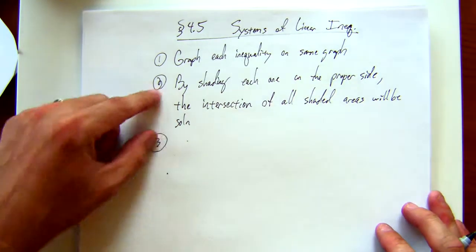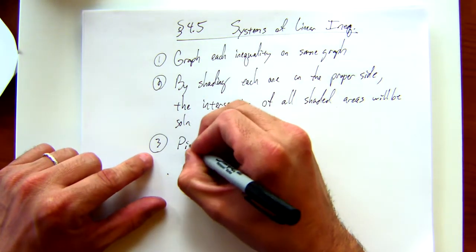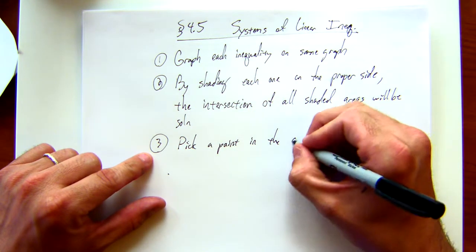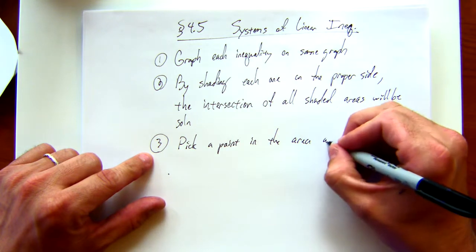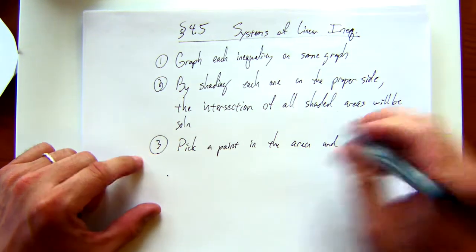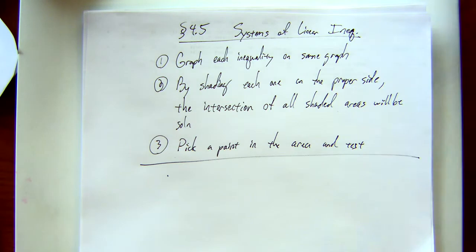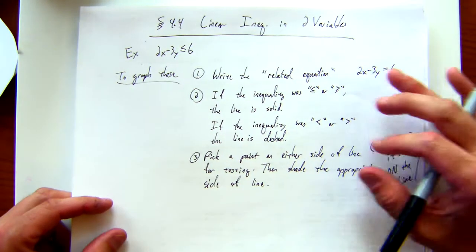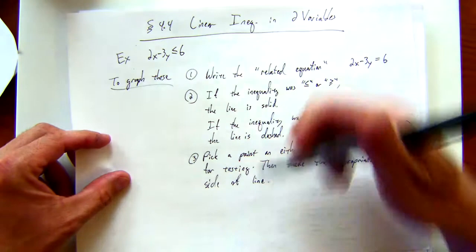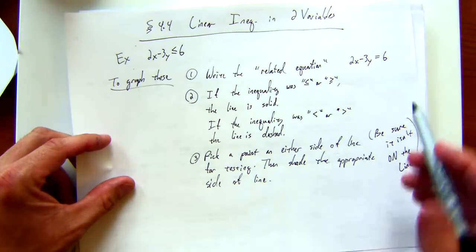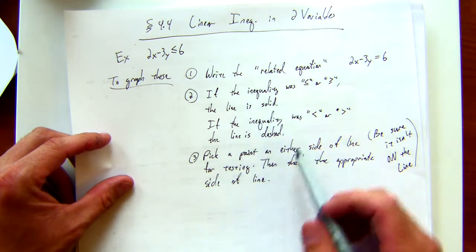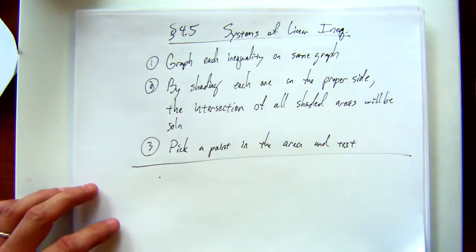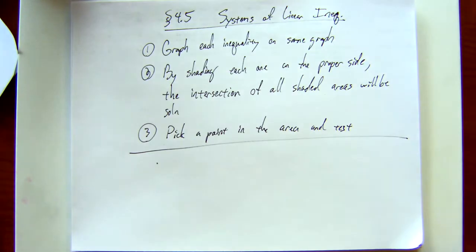Okay? And the way that we're going to check that, we can then pick a point in the area or in the intersection and test. But basically we're going to have to do this as many times as there are inequalities. This is the process that I did from section 4.4. You write the related equation, you see if it's dashed or dotted, then you pick a point on each side. So we're going to have to do that 2 or 3 times. Okay? And that's what I have there.